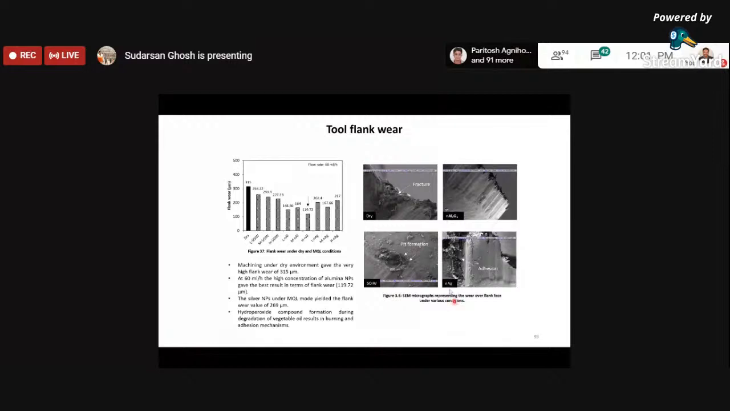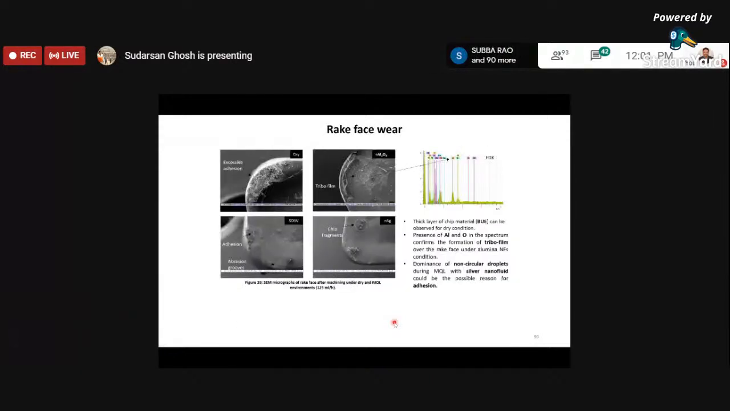Now, in case of silver nanoparticles, one interesting observation was that there was some adhesion of material on the tool surface, which is actually not very desirable, and this shows that the silver nanoparticles may not be a very effective nanofluid if it is used during machining of this material. Now, the one which we have shown was the flank surface. Now we are going to the rake surface.